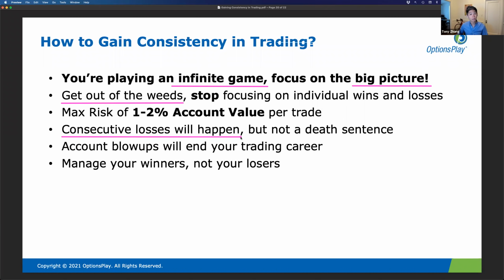Learn a strategy and stick to it. Even if you have to ride out 5, 6, 7, 8, 9 consecutive losses in a row, you're going to be able to ride that out if you stick to the 1 to 2% account value rule. Account blowups will basically end your trading career, which is why you want to avoid them at all costs.